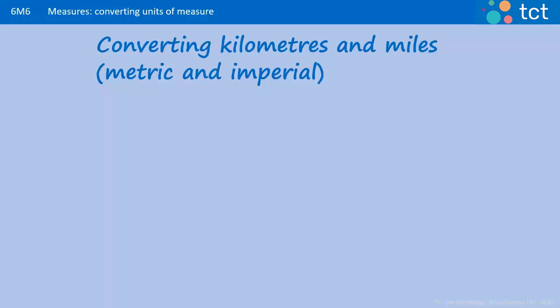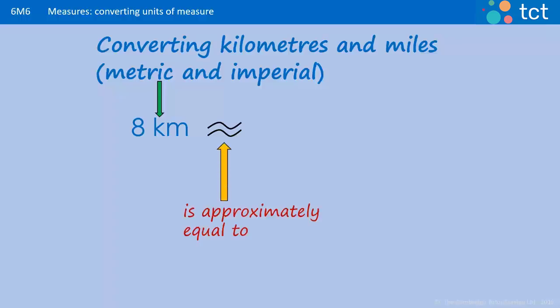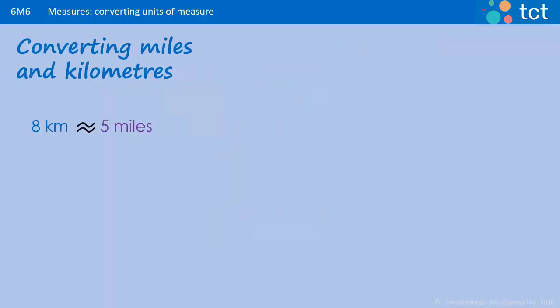I'm going to show you here a good way of converting kilometres and miles. The most common conversion used for this is that 8 kilometres, and remember that's a metric unit of measure, is approximately the same as, this wavy equal sign means is approximately equal to, it's not exact, to 5 miles. And remember 5 miles is the imperial unit. Remembering that 8 kilometres is approximately equal to 5 miles helps you to work out some other conversions.